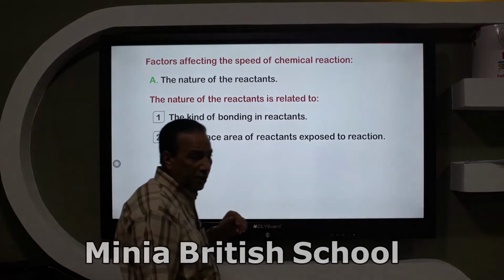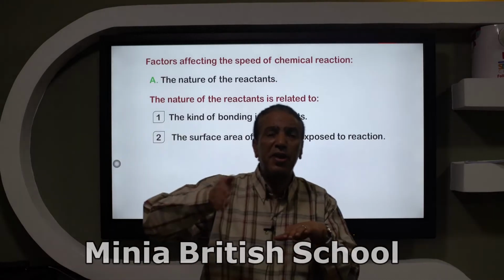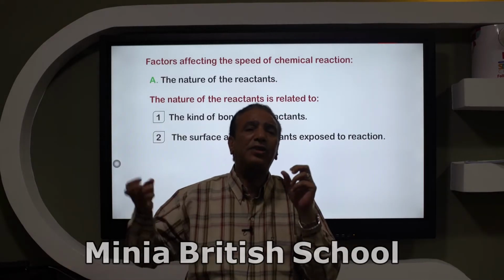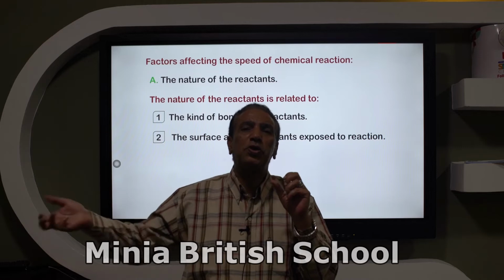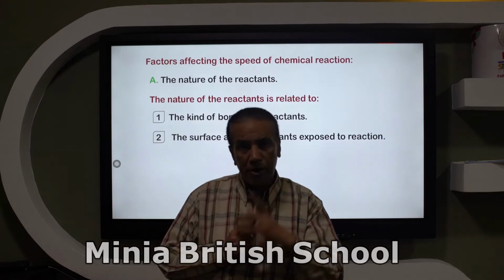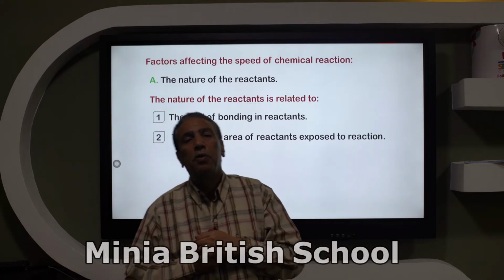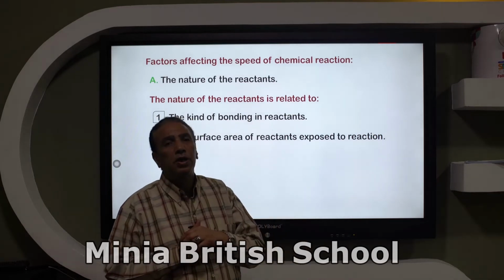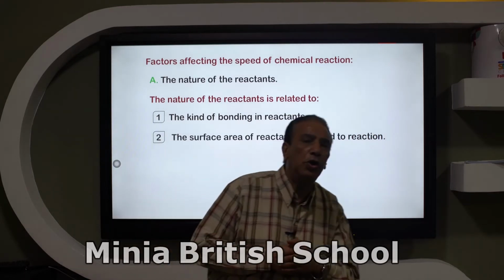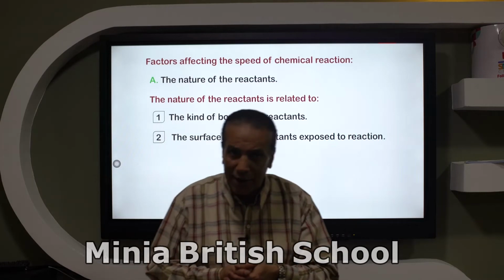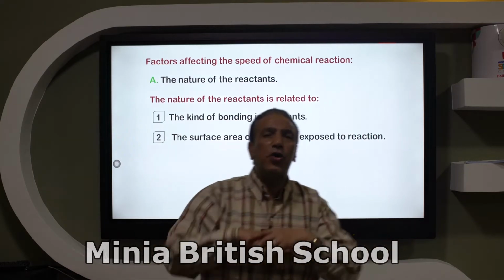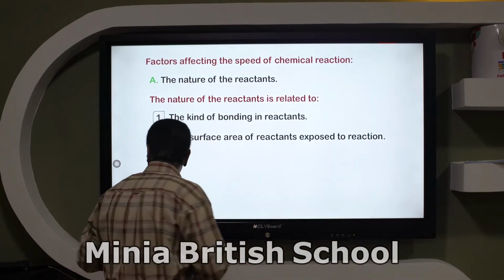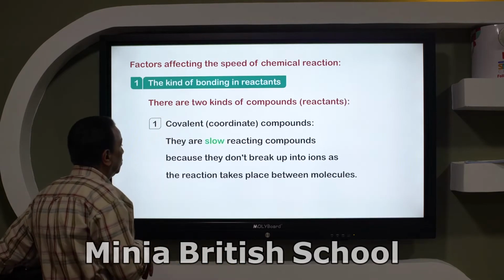Number two, the surface area. If the surface area increases, the reactant molecules exposed increase, and the speed of the reaction increases. That means if you have zinc powder and a zinc piece, the reaction in the case of the zinc powder will be faster with the hydrochloric acid due to increasing the surface area of the reactant molecules, I mean the powder.